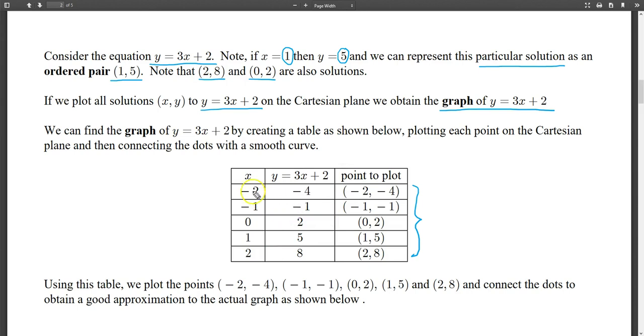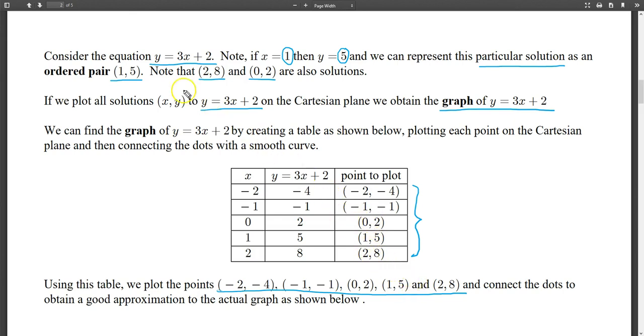So you notice we have this table down here. If x is -2, y is going to be -4. Notice 3 times -2 is -6, plus 2 is -4. If we put -1 in for x, we get -3 plus 2, that's -1, and so on. 0 in for x, 2 back for y, and so on. And so here are the ordered pairings listed over here. Now what we can do is we can plot all of these points on the Cartesian plane, and as I mentioned, just connect them with a smooth curve.